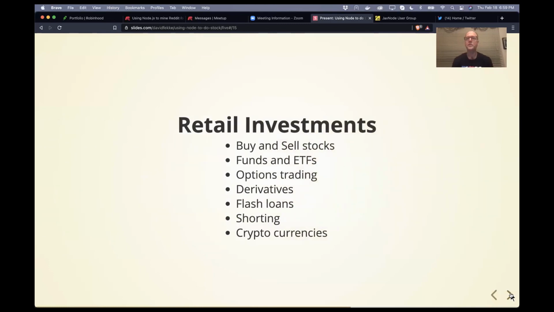These are some of the types of retail investments that people can make. Obviously you can buy and sell stocks and different securities, funds, ETFs, that sort of thing. You can also do options trading. There are also derivatives that can be purchased as well. There's something I just found out about recently called flash loans. Obviously, shorting is not really a retail investment type thing, but I'm sure if you have enough money and you want to short somebody, you could find somebody to help you do it.